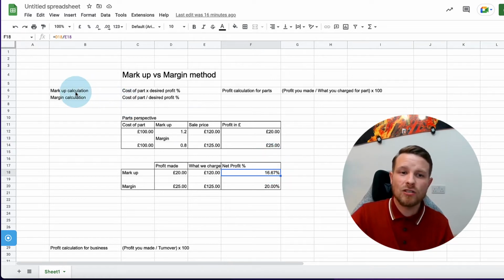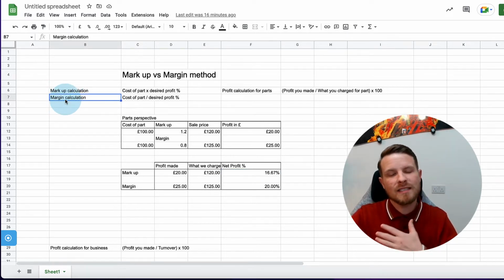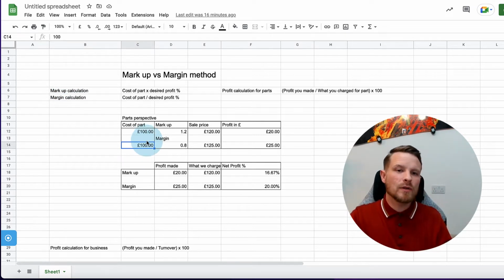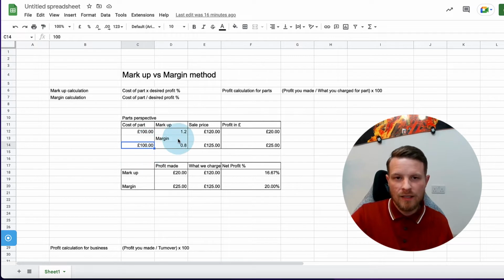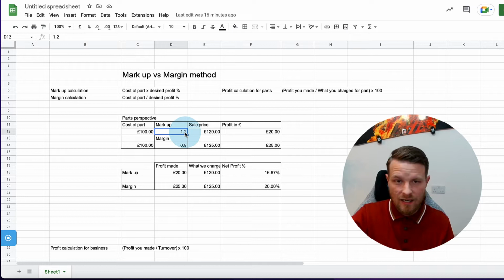We need to ditch the markup calculation and use the margin calculation instead. It's similar, just in an opposite way. We're looking at the cost of parts, but instead of timesing it by a number, we're going to divide it by a number. Now, to get the 20%, we looked at the number 1 and then added point whatever percentage. The percentage was 20% in our example, which gave us 1.2.